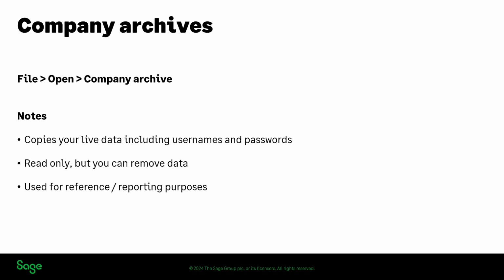And that archive, you can access at any point via your file menu, open company archive, and you just log into it. It's an exact copy of your data as it stood at that point in time. So that would include things like usernames and passwords, but all your customers, suppliers, products, invoices, transactions, everything as at that point in time. It's an archive, it's read-only. It's intended for reference purposes, should you need to go back to that point in time just to view any information. It's there for reporting purposes as well.